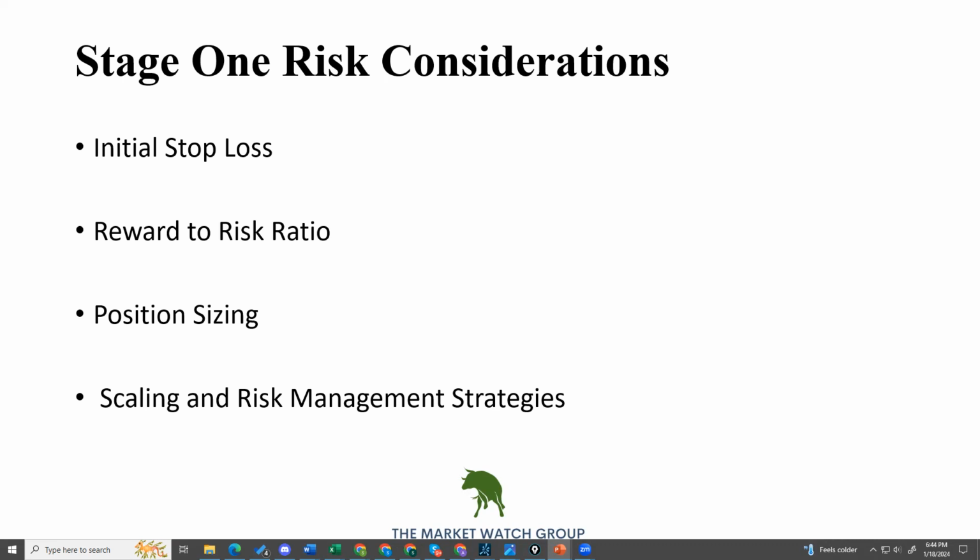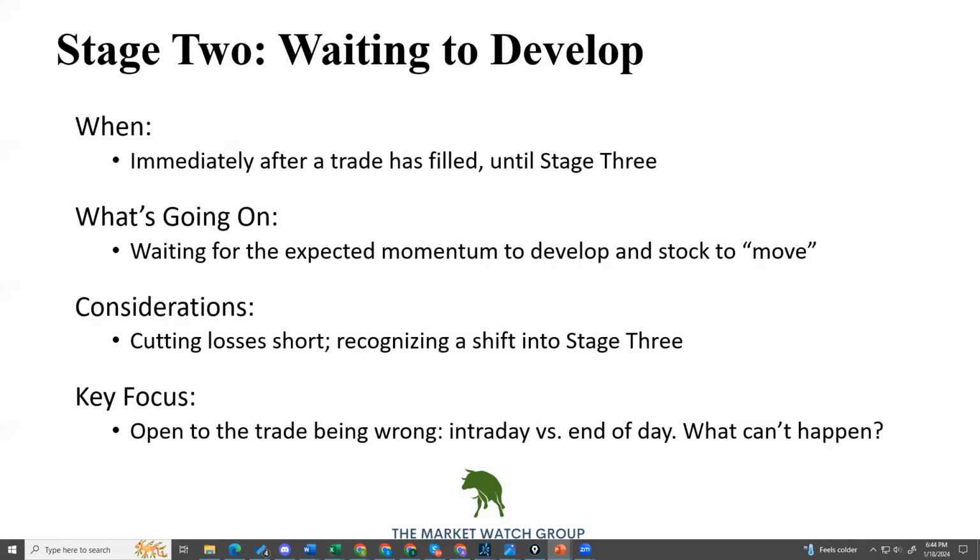If everything lines up, bam, we pull the trigger. We know our reward to risk. We know where our stop is. We know how many contracts. We already know how we're going to manage this trade. We are really strong coming into this trade with that type of a process.